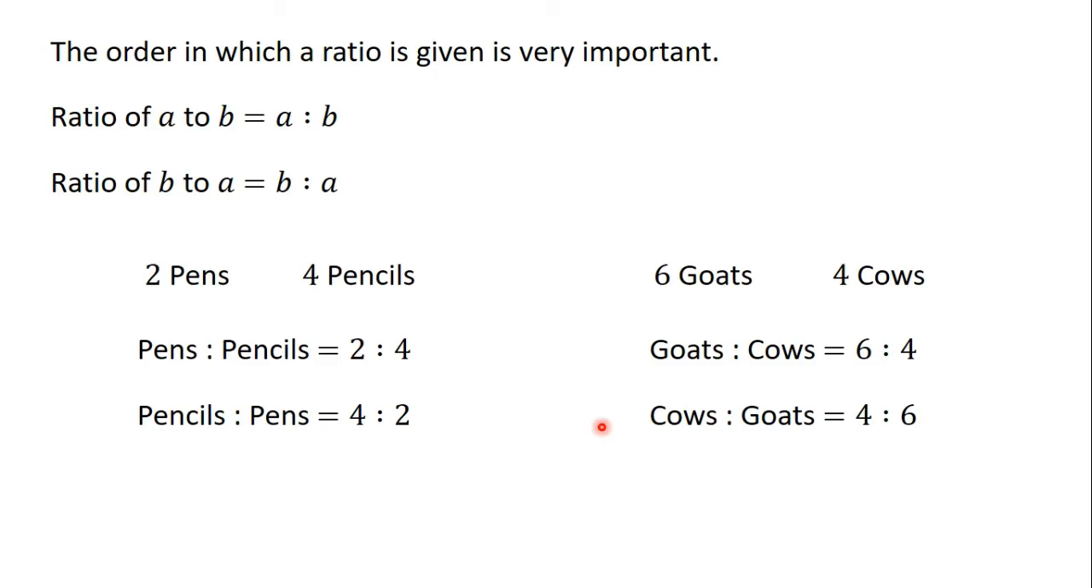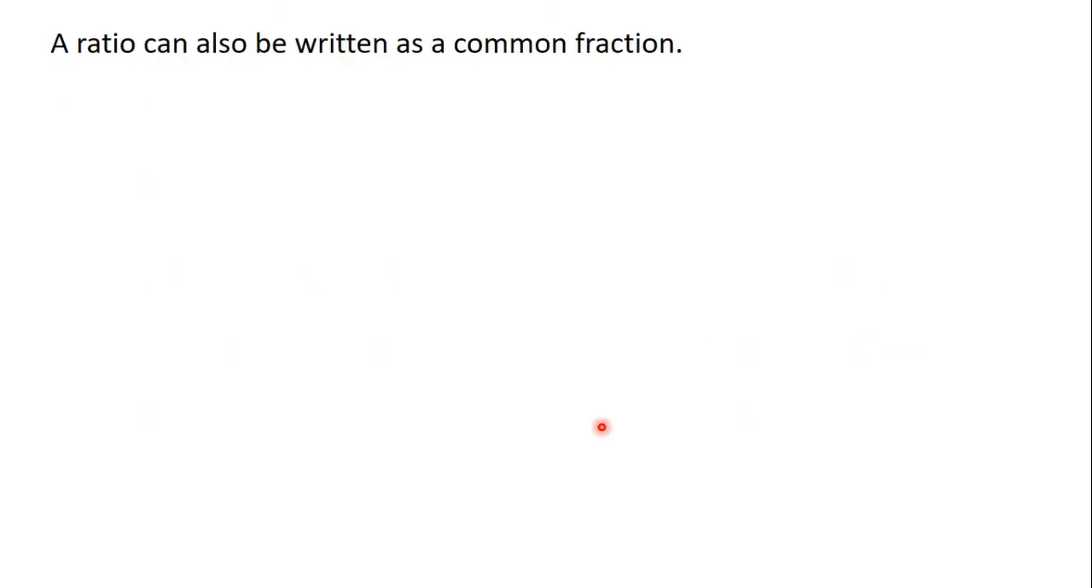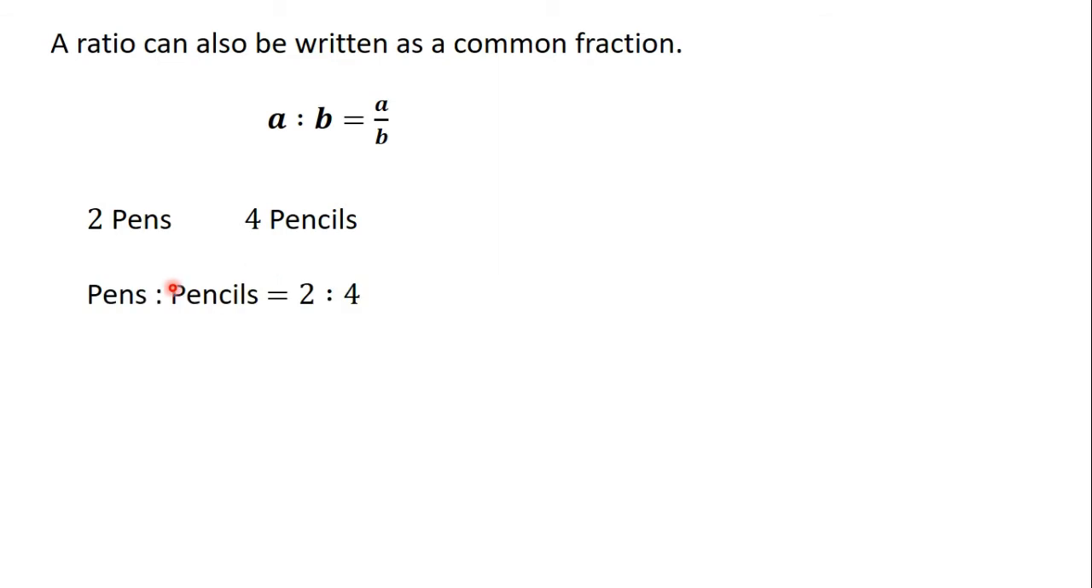Let's learn more about ratios. A ratio can also be written as a common fraction. The ratio of A to B can be written as A divided by B. Let's go back to our example again. We have 2 pens and 4 pencils in Kofi's bag. The ratio of pens to pencils is written as 2:4.